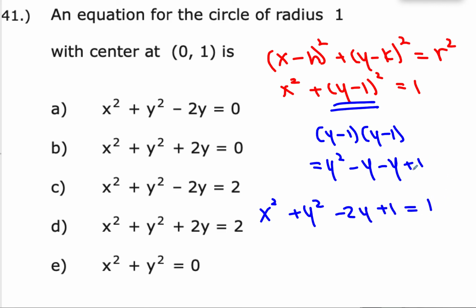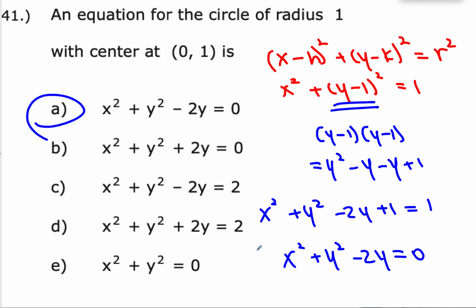So if I rewrite, I have x squared plus y squared minus 2y plus 1 equals 1. Then what can I do? I can subtract 1 from both sides. Then I get x squared plus y squared minus 2y is equal to 0. So I'm looking for something like this, which is choice A. That would have been my answer.